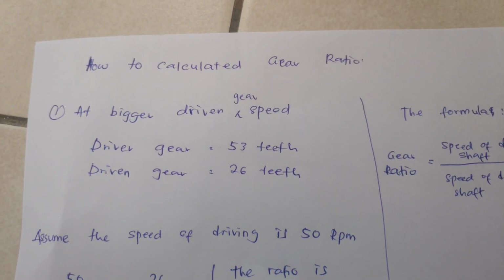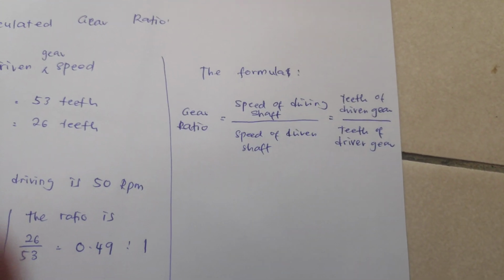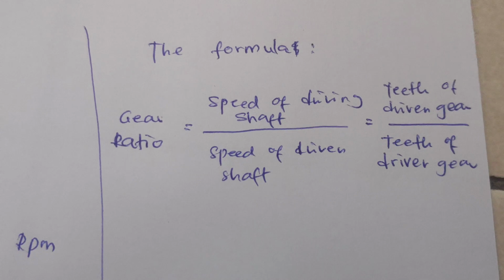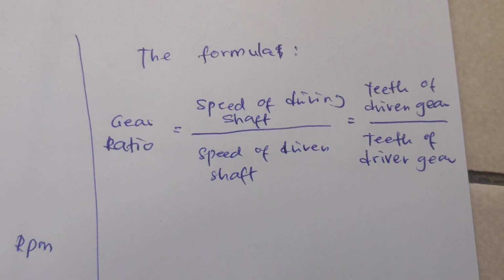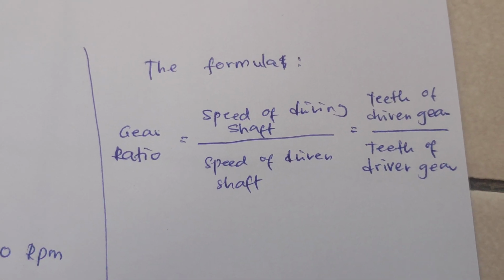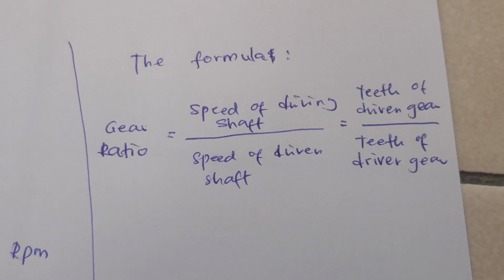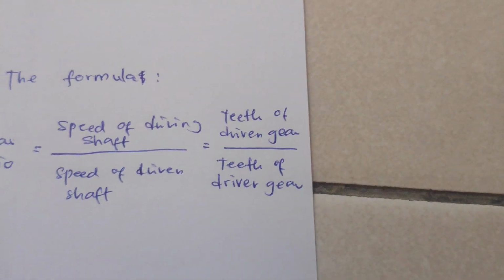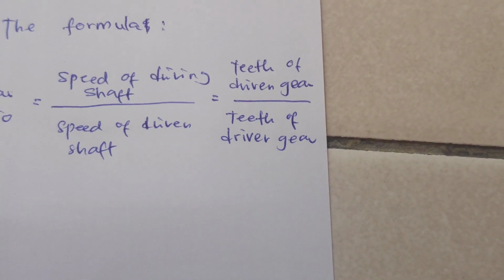So now we're going to calculate the gear ratio. So the main formula is this, the gear ratio formula. As you can see, to find the gear ratio, we need to take the speed of the driving shaft and divide over the speed of the driven shaft. It's also equal to the number of teeth of the driven gear over the teeth of the driver gear.